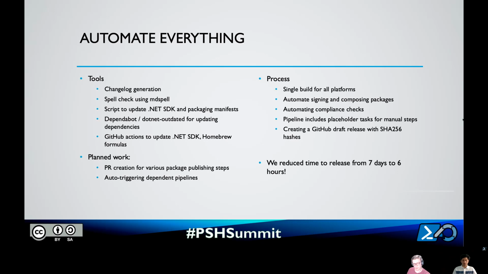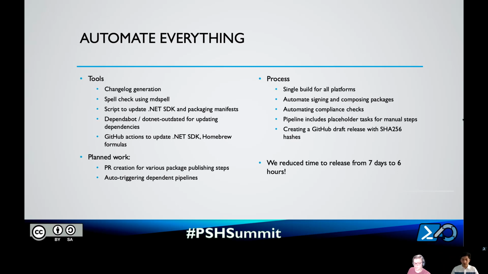Let's go over the processes that we've already implemented. We implemented a single build for all platforms. Previously, when we had multiple builds for each platform, some packages compose things together, so we had to manually compose those things together if the builds were separated. Or in one build we had to go enter the build numbers for all of those things so it could pick up the pieces from them.